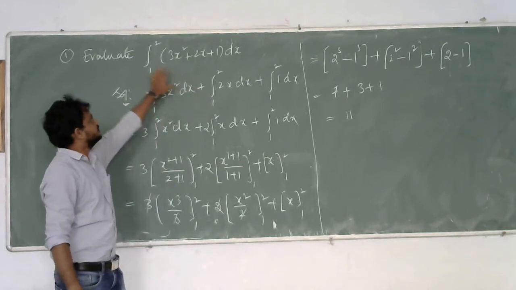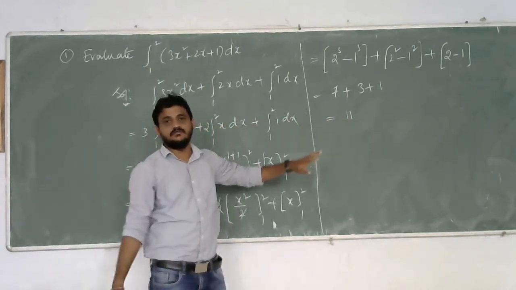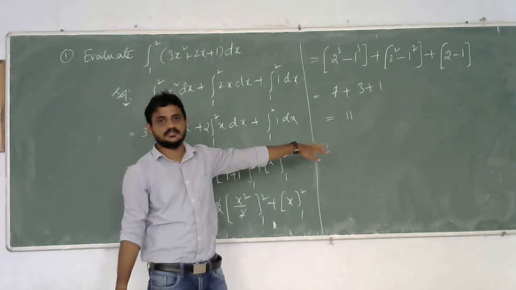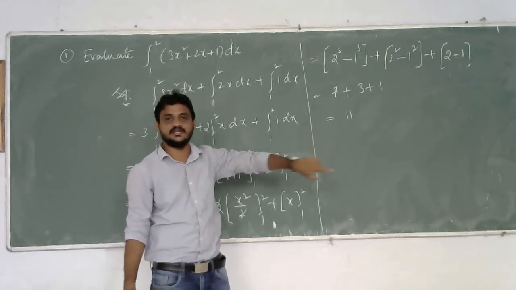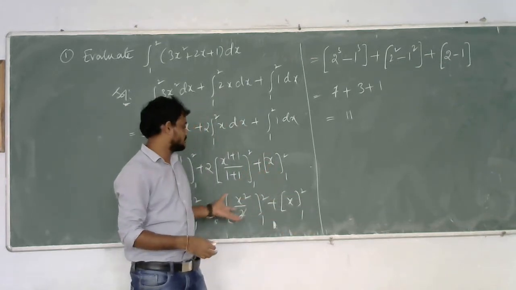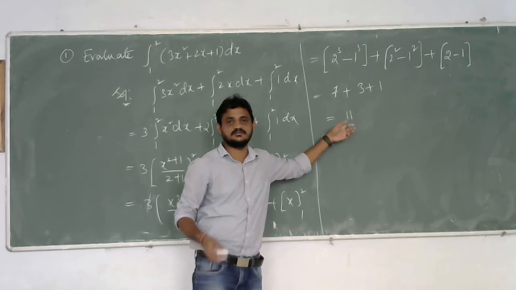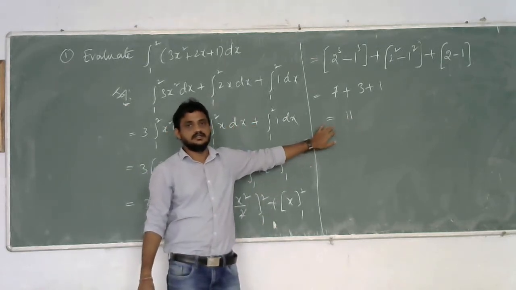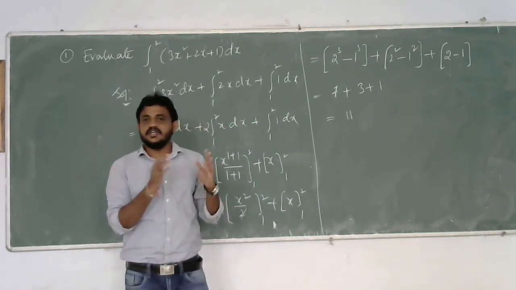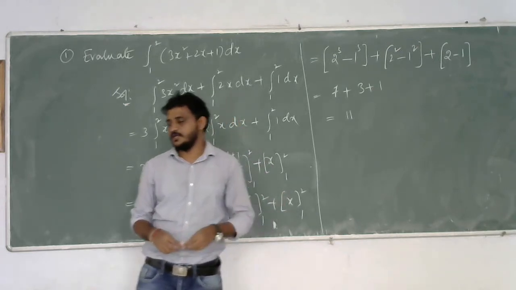So the integral of this is 11, which is an exact value, a particular value you are getting. So that's the difference between indefinite integration and definite integration. In definite integrations, after substituting the limits, we are getting constants, exact values, particular values, right? So that's the difference between indefinite and definite integrations. Let us see one more problem here.